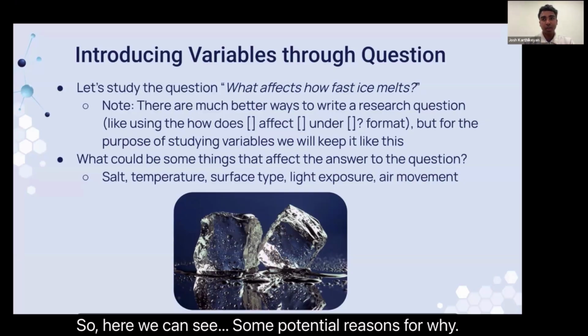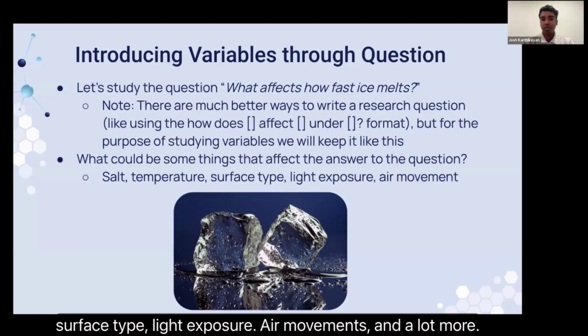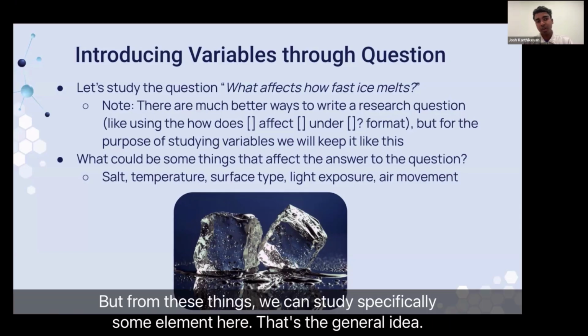Here we can see some potential reasons for why ice melts this fast could be because of salt, temperature, surface type, light exposure, movement, and a lot more. But from these things, we can study specifically some element here. That's the general idea.